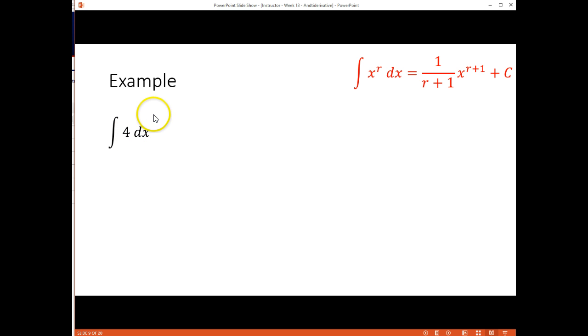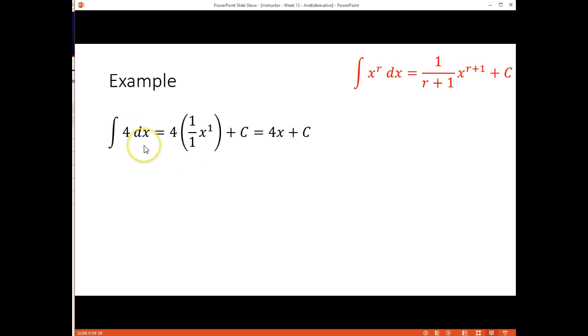So if I think of it as x to the 0, then I add 1 to it. This is going to be 1 over 1 x to the first. Again, I'm going to factor the 4 out. And this just becomes 4x plus c. Again, if I take my final answer and take the derivative, I should wind up with what's inside, and we clearly do.